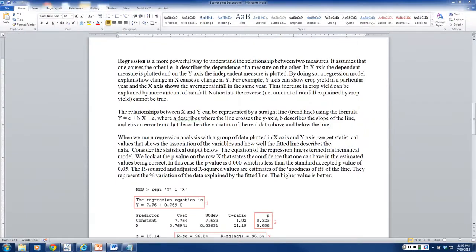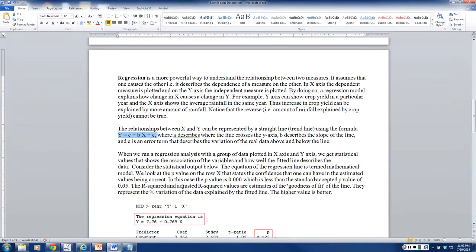So after we have understood the concept of regression, especially the independent and dependent variable, we have to understand that generally this line is represented by an equation, and often this line is called a trend line, which we will see in Tableau. Typically the equation would be something like this: y equal to c plus bx plus e. We need to understand the meaning of these, and then we will go into details about how to interpret the equation.